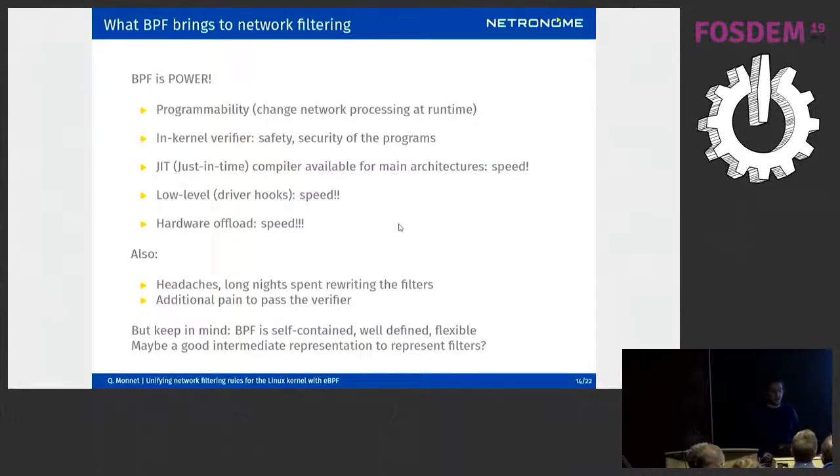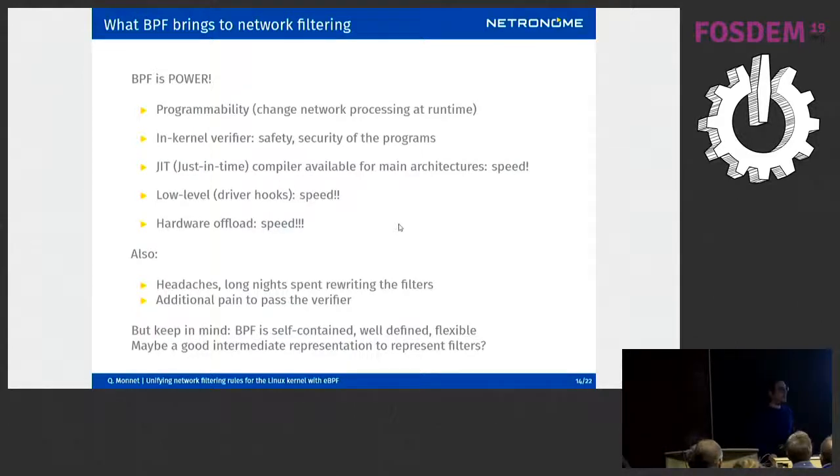And that gives you a lot of possibilities, really, especially in terms of filtering. You can filter pretty much everything you want. So maybe with some issues with loops at this time, but that should be solved hopefully in the future. So eBPF is power, of course, but you knew that already.